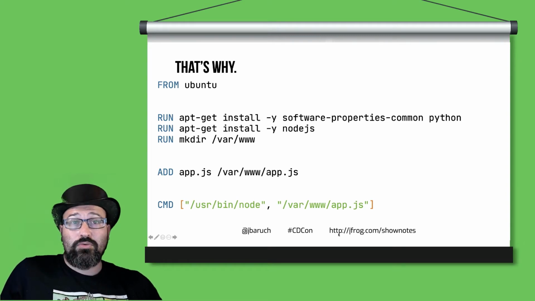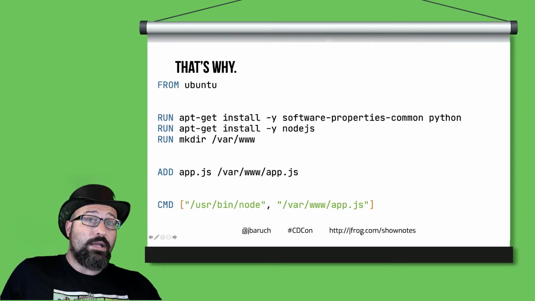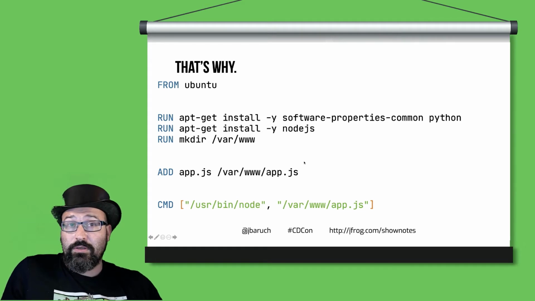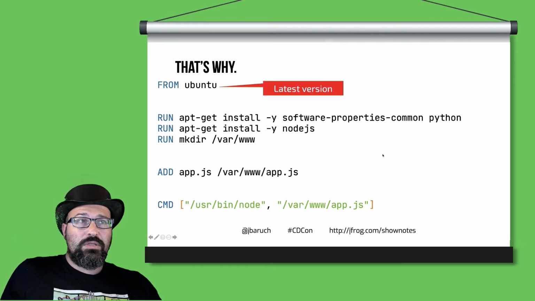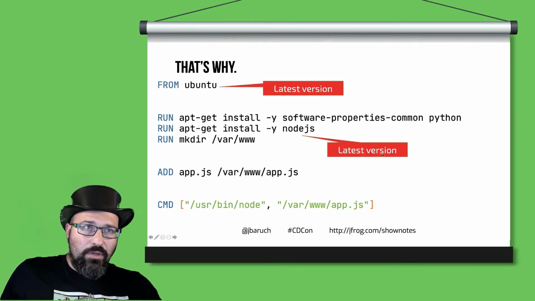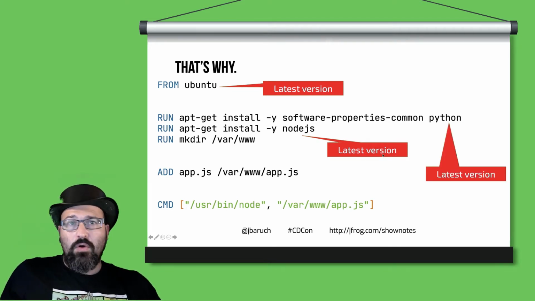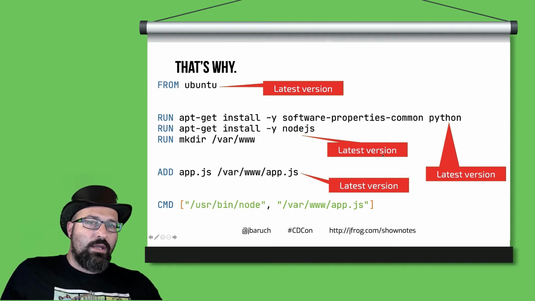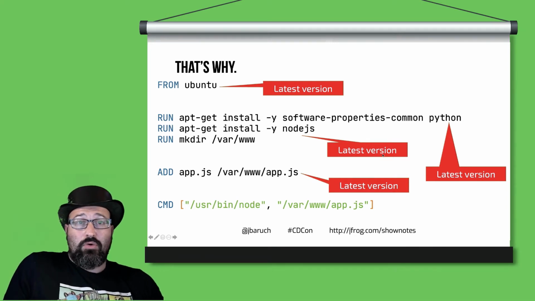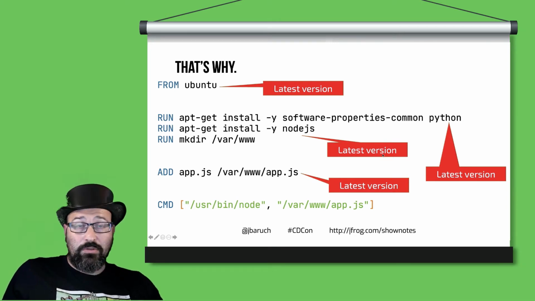This is a real world example. You can go to jfrog.com/show notes and see the link to GitHub of this Docker image. It's just there. And then you can see how every line in this Docker image is actually a latest dependency of some sort. And you can say, well, but you're just doing it wrong. You can write a better Docker image.